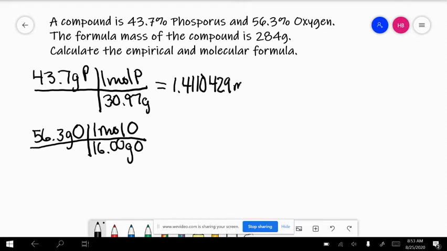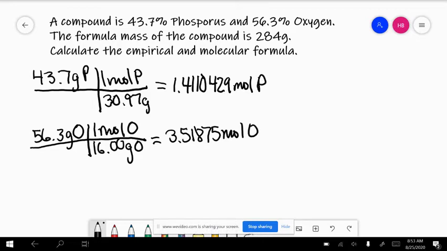1.4110429 moles. Remember I said I'm going to drag around a bunch of digits in these particular problems just to make sure that I get close enough to that round number. And then this is 3.51875 moles of oxygen.